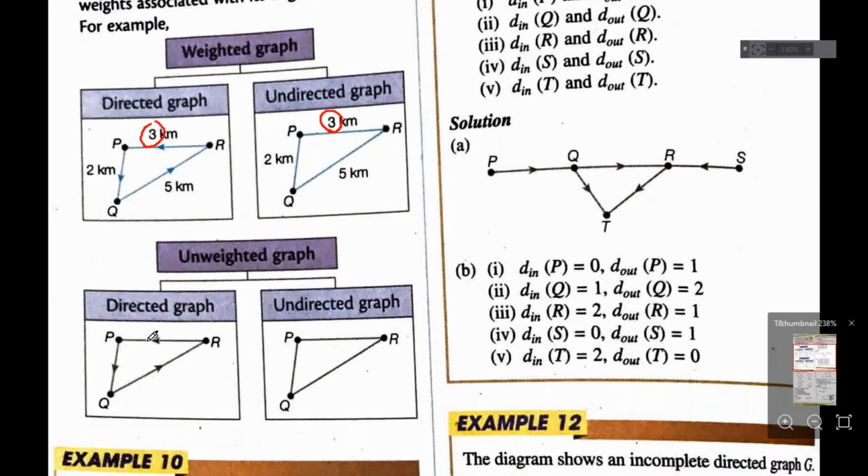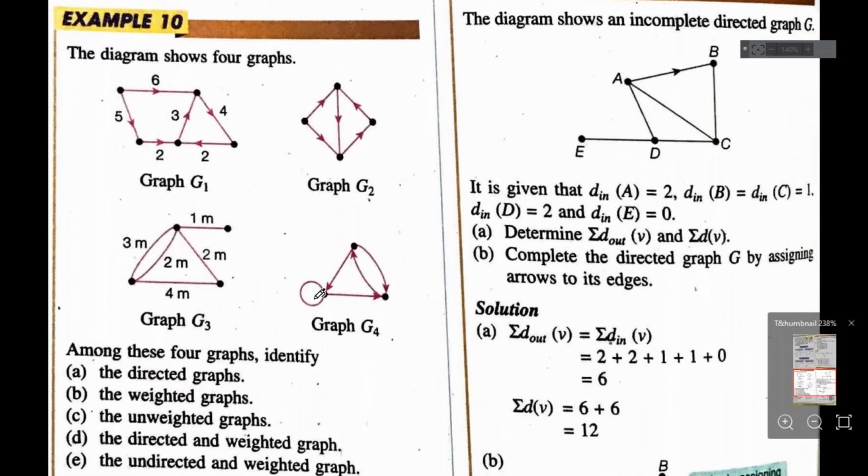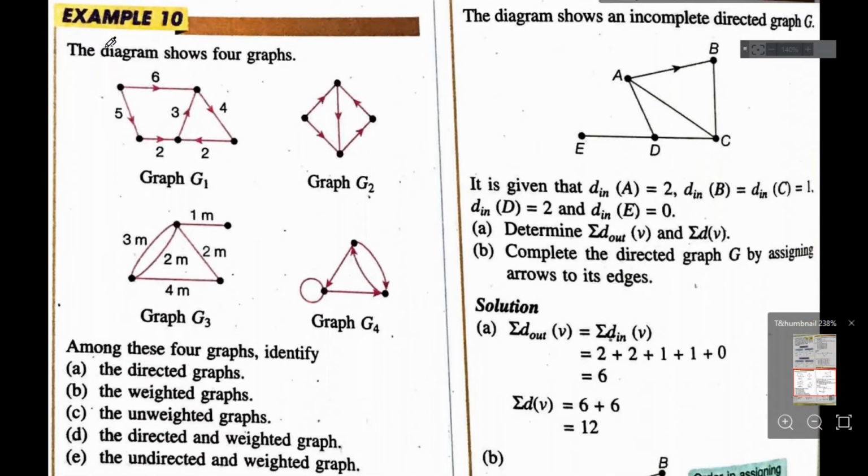For an unweighted graph, we are not given any values or weights. So this is an example of an undirected graph. Okay, let's look at the example. Example 10. The diagram shows 4 graphs. Among these 4 graphs, identify the directed graph. So what is a directed graph?